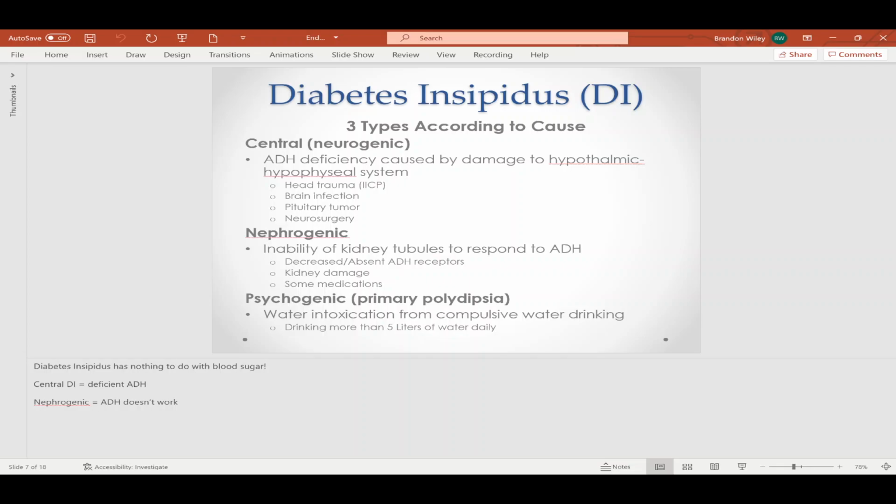And then this first one right here is what we will be talking about the majority when we talk about DI. And it is ADH deficiency caused by damage to the hypophyseal system, which is a very long word for just basically your pituitary system. You have head trauma, so increased ICP, talked about that last week. So what's some signs of increased intracranial pressure?